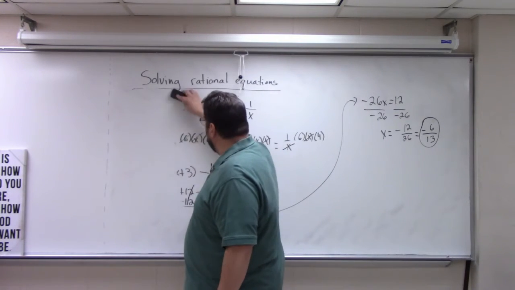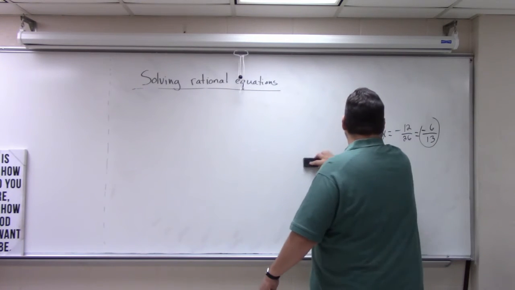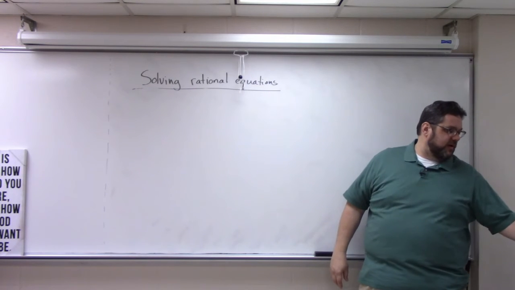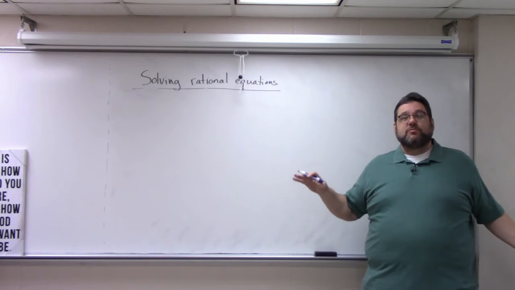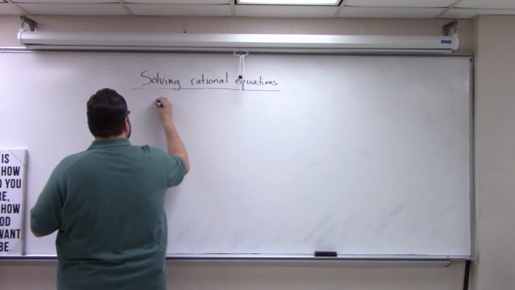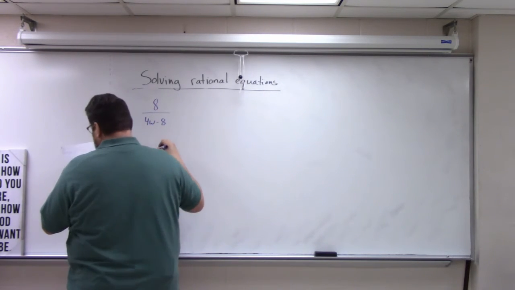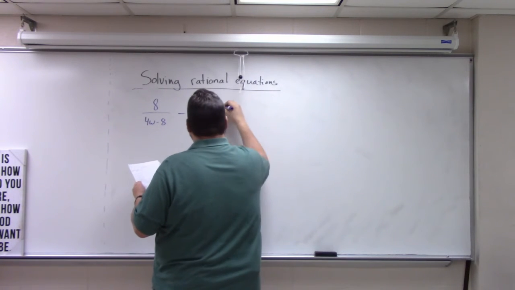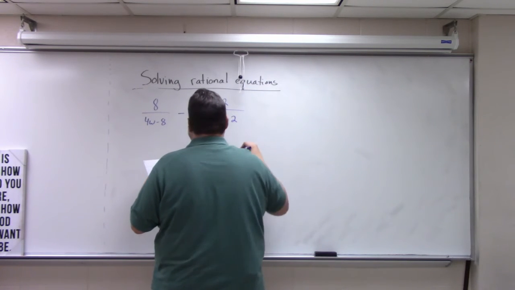All right, got 2 more examples for today. Still solving rational equations, still doing the exact same thing we've been doing, but just with a little different look. So 8 over 4w minus 8 minus 1 equals 2 over w minus 2.